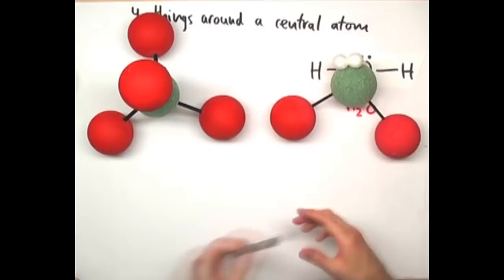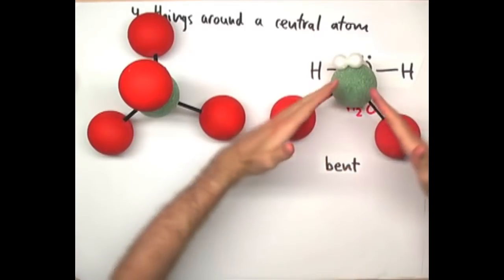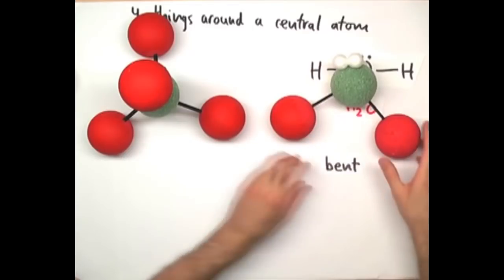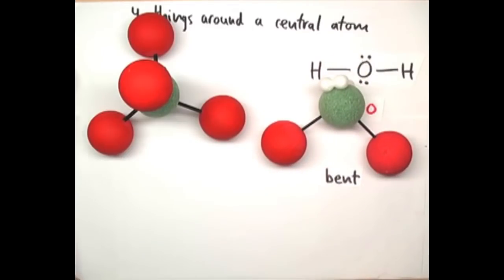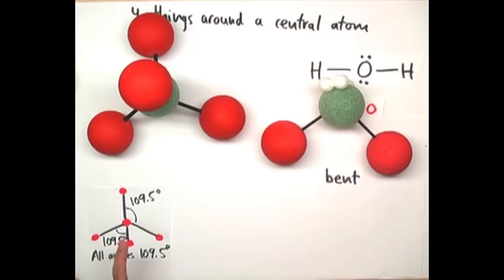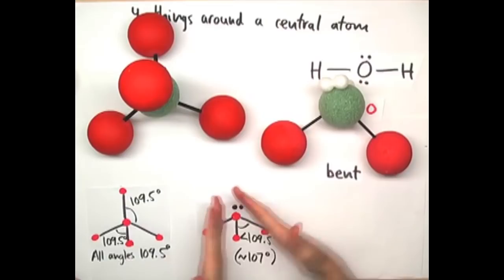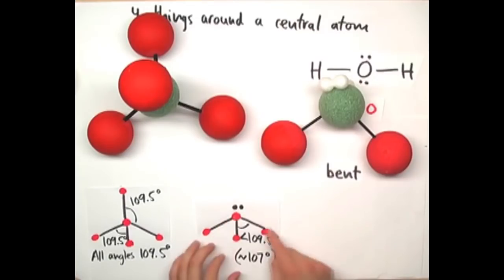We say that this molecule has a bent shape because these atoms here are not in a straight line, but they're bent like this. Now, what are the angles here? Let's look at the tetrahedral again, which had 109.5. Then in the trigonal pyramidal, when we had 1 electron pair, it pushed the bonds a little bit closer together, so we had about 107 degrees between them, a little less than 109.5.